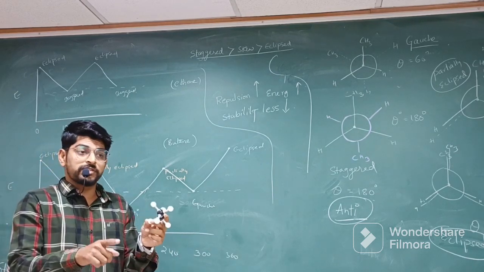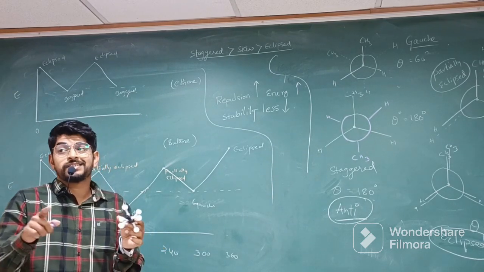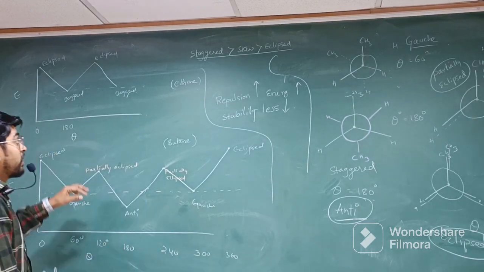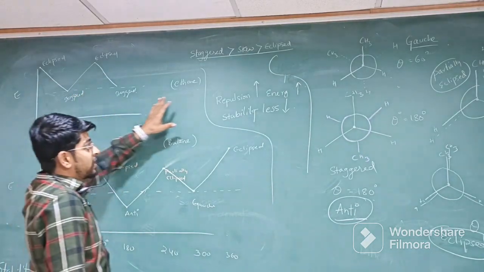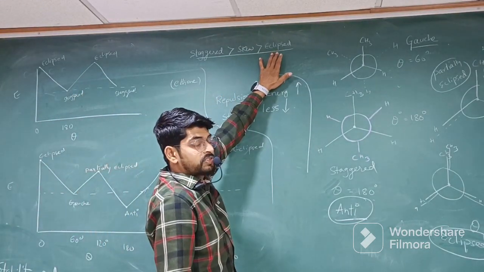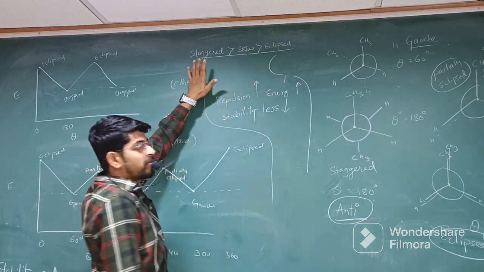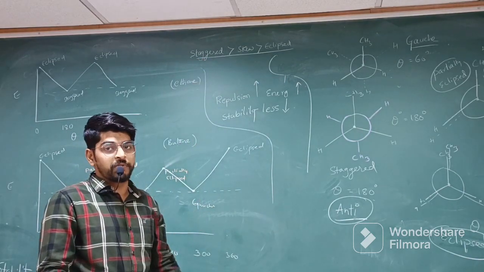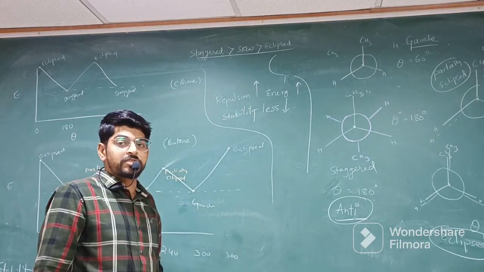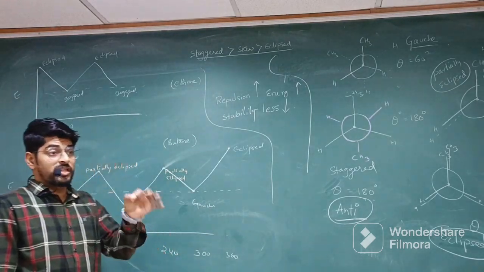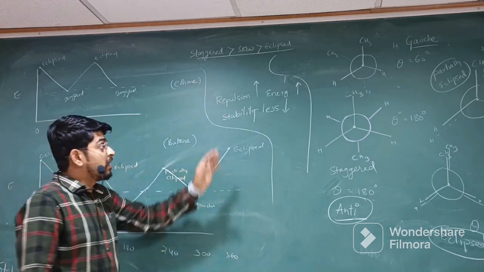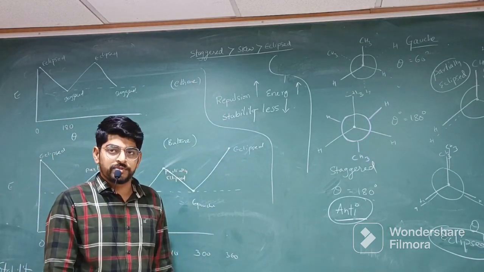So if eclipsed repulsion is more, there is less stability in case of eclipsed. So that is why, in the order of energy, eclipsed is least stable. This is the stability order. Most stable will be staggered. Any other value has intermediate repulsions and intermediate stability. So I am repeating the stability order: most stable is staggered, least stable is eclipsed.